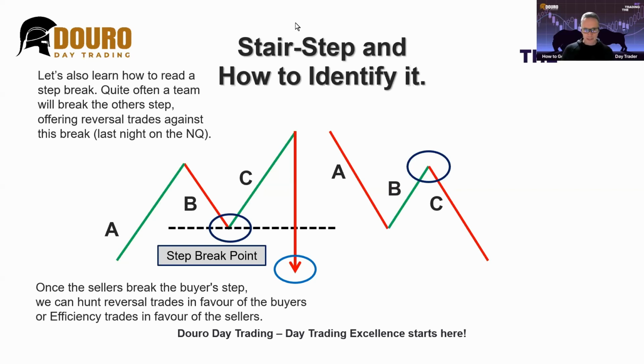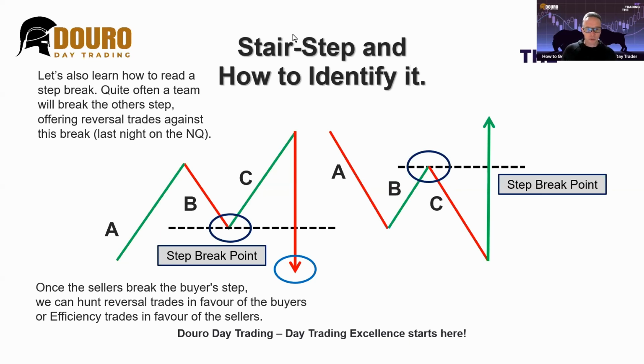Now, building on ABC a little bit further, exactly the same thing applies on the right-hand side. If the sellers control the stair step on the market, then the buyers shoot back through and break the point, which has just occurred live on the NASDAQ. Let me show you.